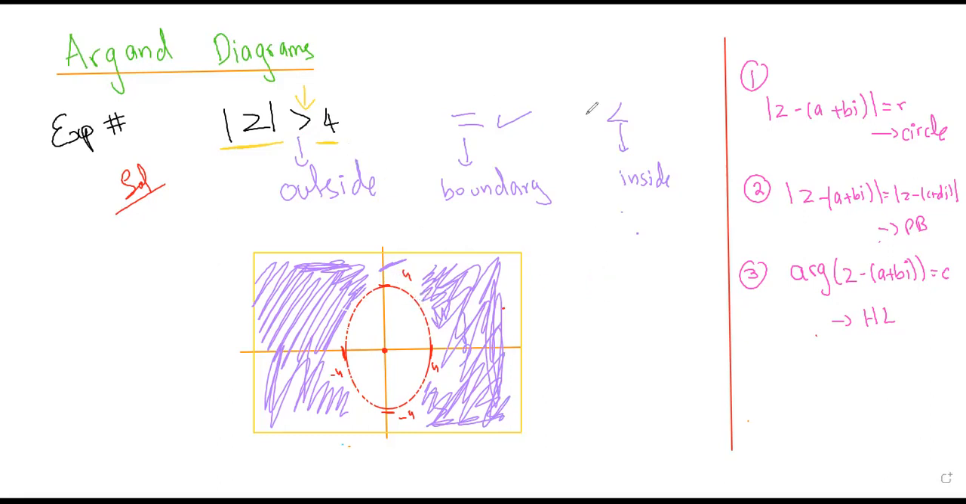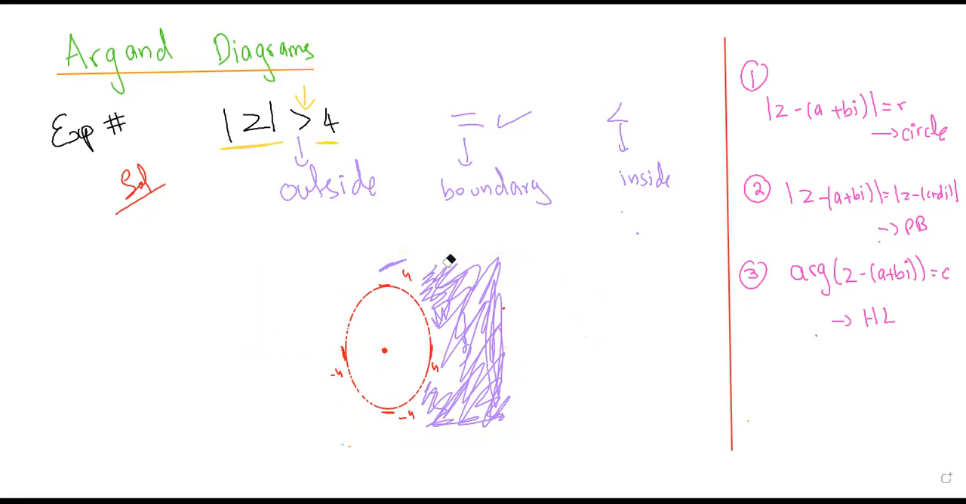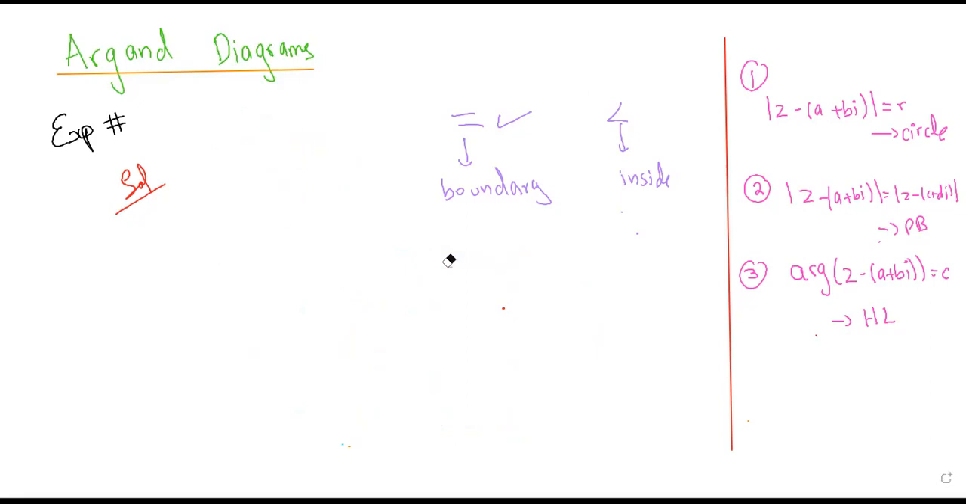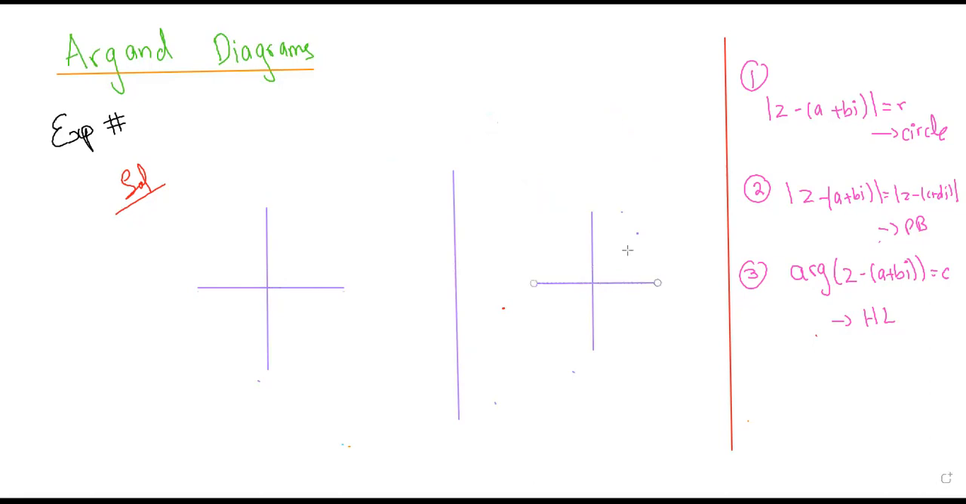But as soon as equality adds up to the inequality, like this is basically inequality and this is equality as well, the basic shape would be a solid line. Okay, let's talk about an example of this type. Let's talk about two examples. Z mod is greater than 2 and Z mod is less than or equal to 4.